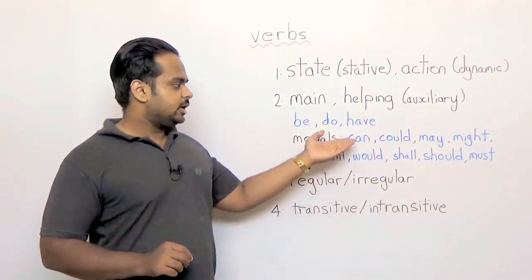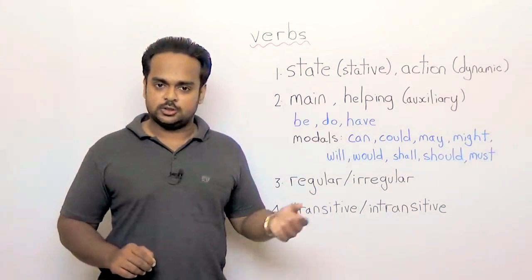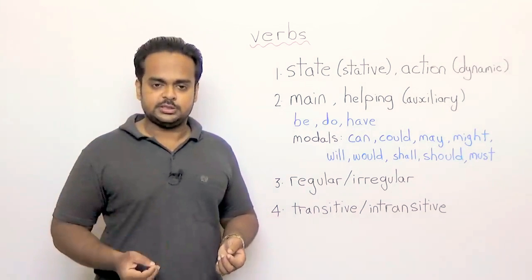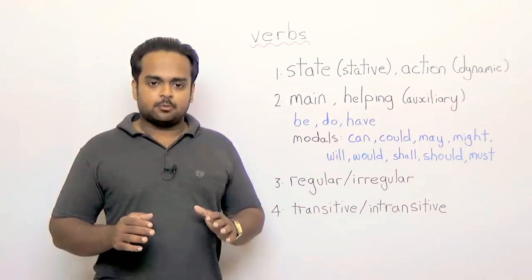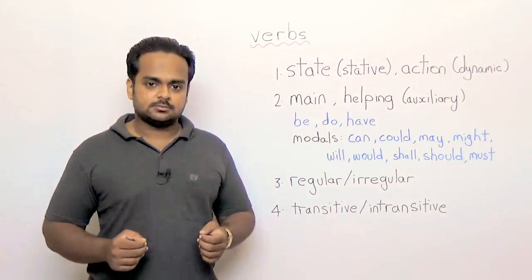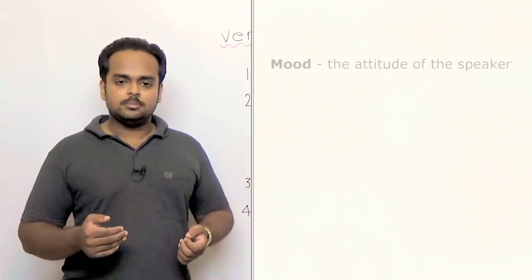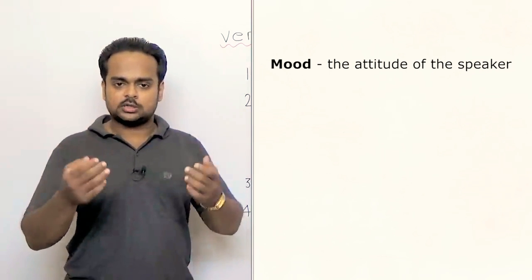Modals are these words: can, could, may, might, will, would, shall, should, and must. I'm sure you know these verbs, and I'm sure you use these a lot too. Modals help us to express mood in a sentence. What is mood? In grammar, mood means the attitude of the speaker. That is the feeling I want to convey to you.